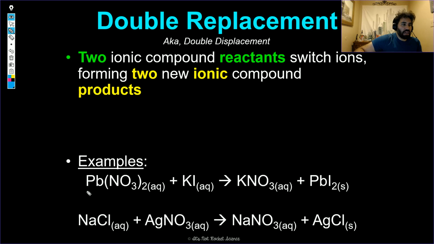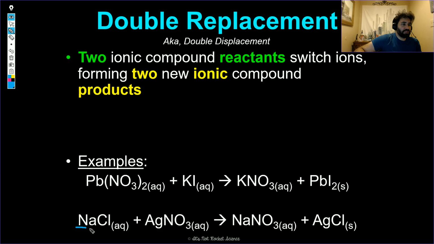Here's some examples. You have lead nitrate and potassium iodide, and the lead replaces the potassium, but then the potassium goes and replaces the lead. So the difference here is that the potassium doesn't go off by itself. It actually goes and replaces the lead. So you can see now the potassium is grouped with the nitrate right here, and then the lead is grouped with the iodine. Now I'm going to use different colors in the next example.